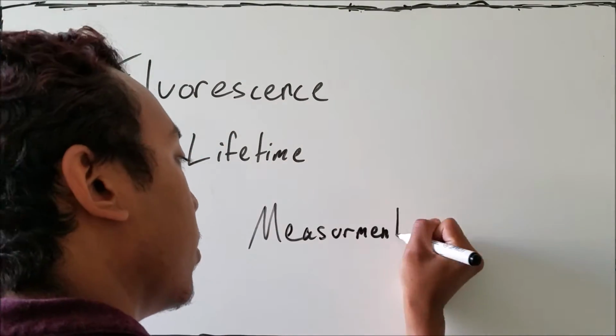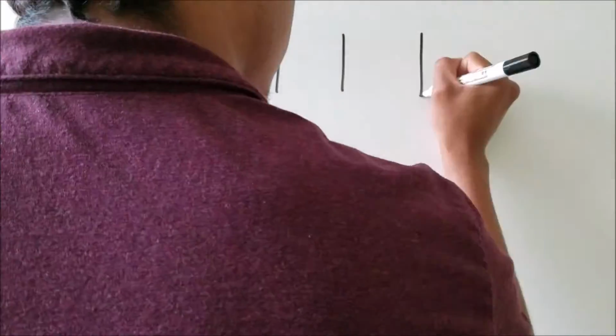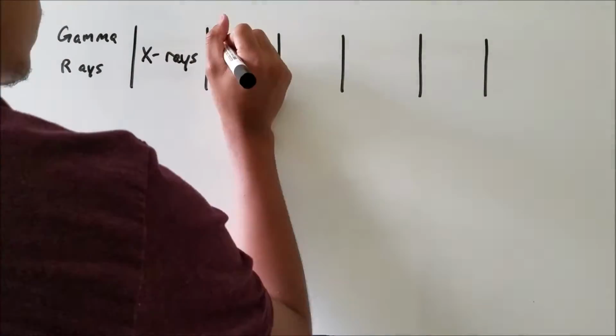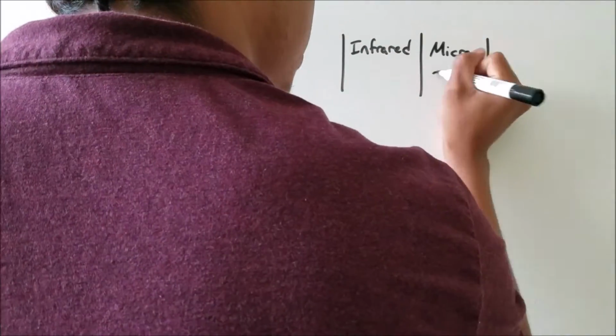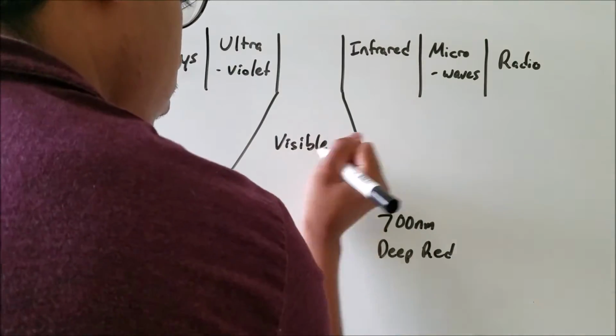Today I will be discussing the use of supercontinuum light in fluorescence lifetime measurements. So a quick introduction into the topic. This is an electromagnetic spectrum. A supercontinuum laser produces pulses that contain wavelengths from 400 to 700 nanometers from what we call the visible light spectrum.